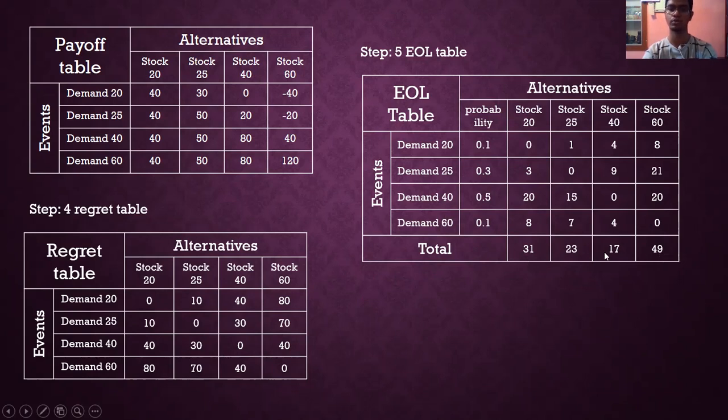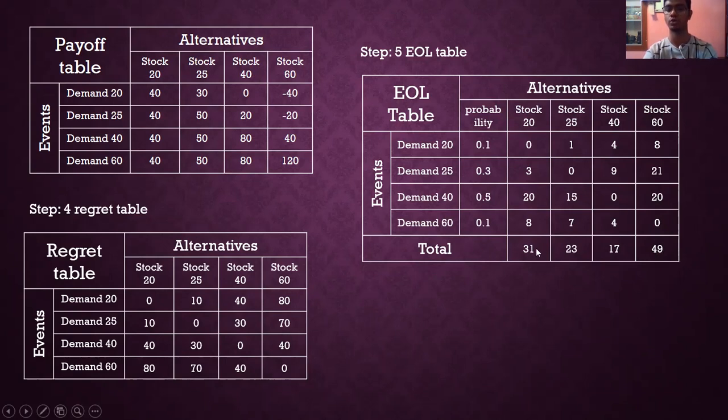So we got a total of each stock. So 0 plus 3 plus 20 plus 8, the total is 31. Then for stock 25, it's 1 plus 0 plus 15 plus 7 is 23. Then for stock 40, it's 4 plus 9 plus 0 plus 4 will give us 17. Then stock 60 will be 8 plus 21 plus 20 plus 0, which is 49. So by adding these four columns, we get a total of 49.